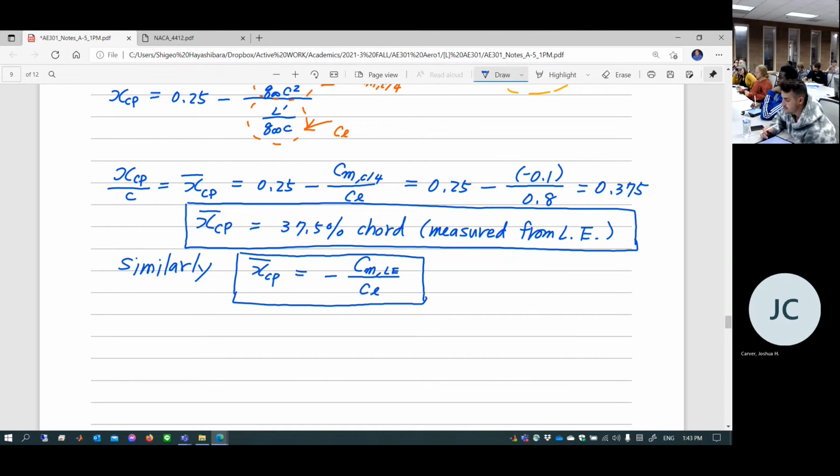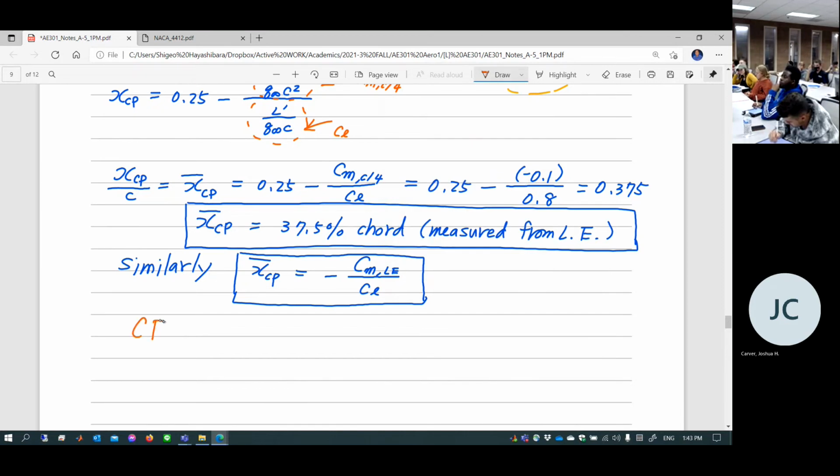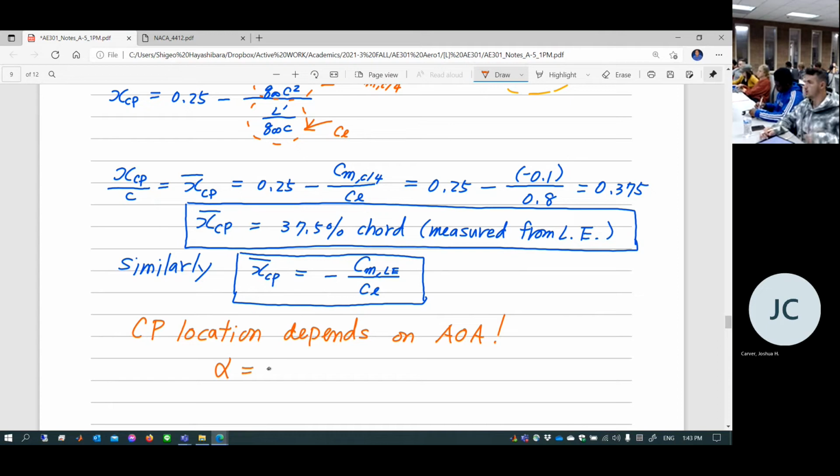Now, center of pressure, like I said, we rarely use it. Do you know the reason? It's not particularly useful. The CP location, what is the important thing? It depends on angle of attack. In this case, alpha is equal to 4 degrees.